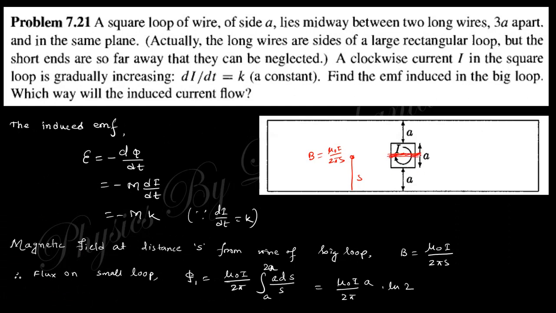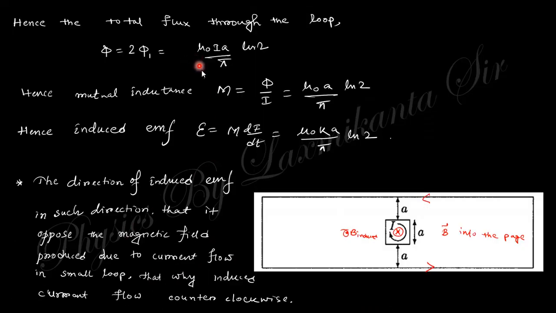Consider this small area: this is A and this is ds. So A times ds is the area, and this distance is s. Calculating, you can easily find the flux within the loop for one wire, and by symmetry the second wire gives the same, and the two are in the same direction. The magnetic field is in the same direction, so this will be the flux. The mutual inductance will be like that, and the induced EMF will be like that.